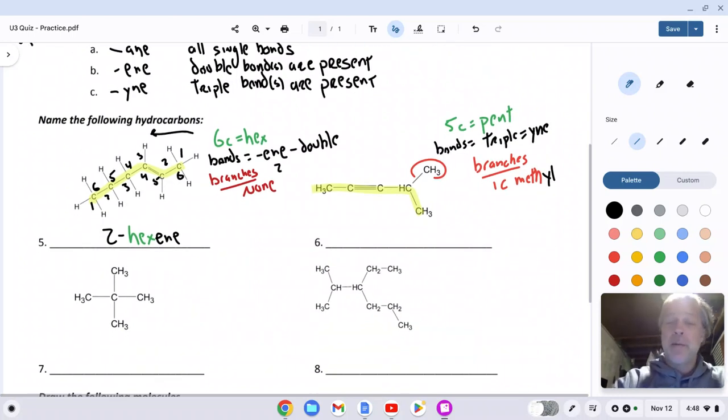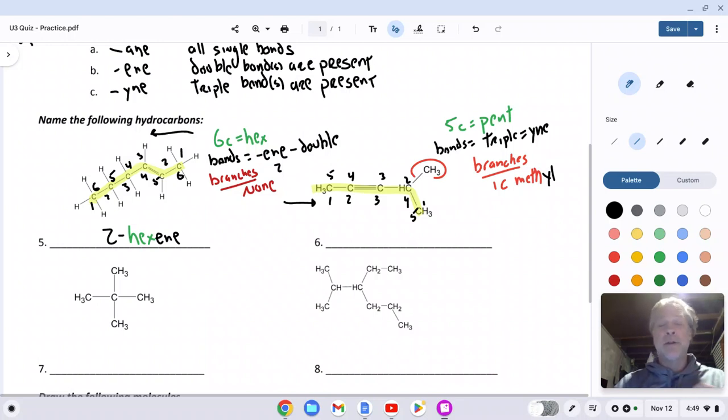So now I'm going to number my chain. 1, 2, 3, 4, 5, or 1, 2, 3, 4, 5. Now I'm going to go from left to right this time. And the reason why I'm going to go left to right this time is because I get to the multiple bond, the triple bond, before I get to anything else. Or I get to the triple bond first.